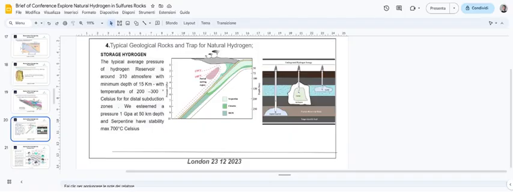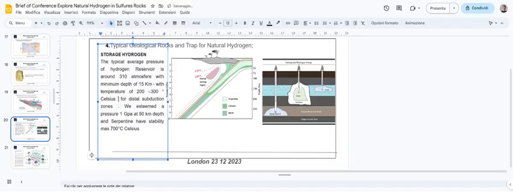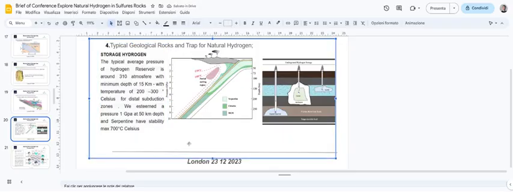What are the physical parameters of a hydrogen reservoir? The physical parameters are a pressure around 300 atmospheres, with a minimum depth of 15 kilometers, with a temperature around 200 or 300 degrees Celsius for a distal subduction zone. We estimated a pressure of 1 gigapascal at 15 km depth, and serpentinite has a stability maximum at this temperature.